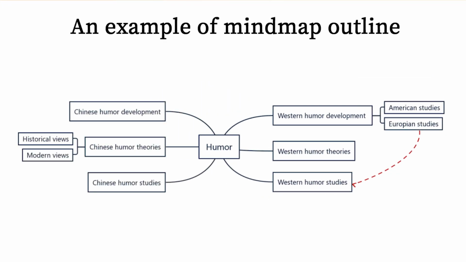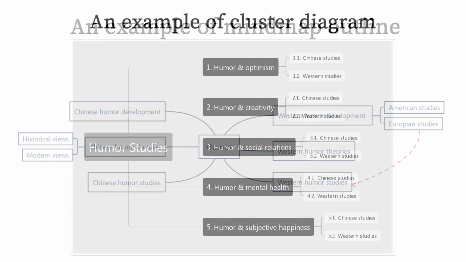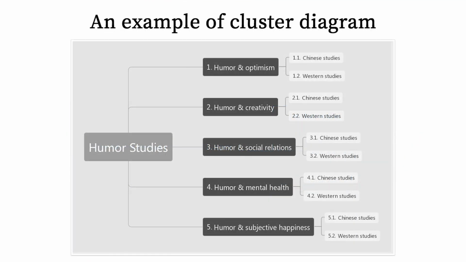Of course, this is a very simple mind map. But you have the concept, you have an idea. If you use something like this, it gives you an overall picture of what you want to write, or what you plan to write for your paper. It's crystal clear. Next is an example of a cluster diagram.